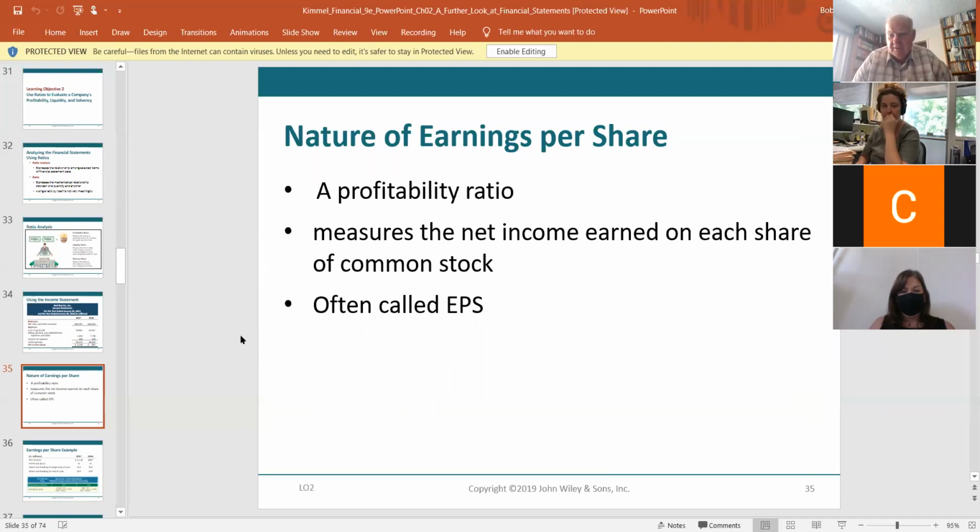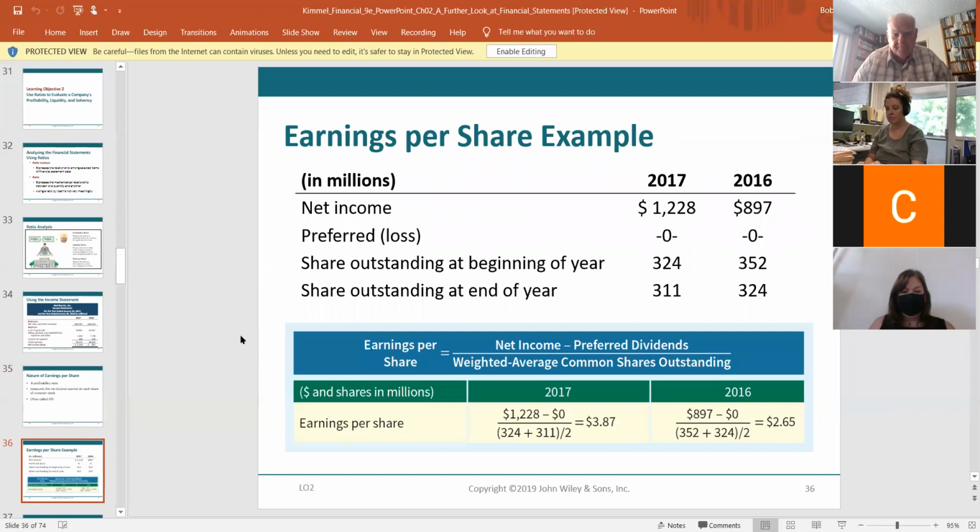Mm-hmm. So it's the monetary value. Yeah, exactly right. It tells you how much per share a company earned. If a company earned $1 per share, that could be $1 they could give away in a dividend for you. So let's see what they're doing here.